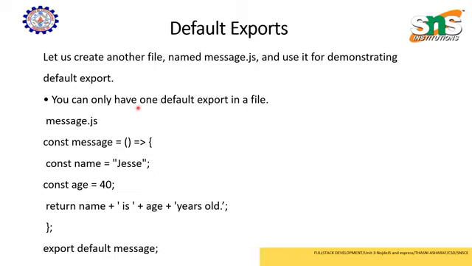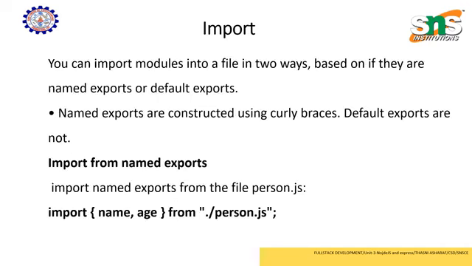What is a default export? Let us create another file called message.js and use it for demonstrating default export. You can have only one default export in a file. For example, in message.js my constant name will be Jesse and the constant age will be 40, and it returns name, age, years old, which is export default message. Only one default export we are going to make.